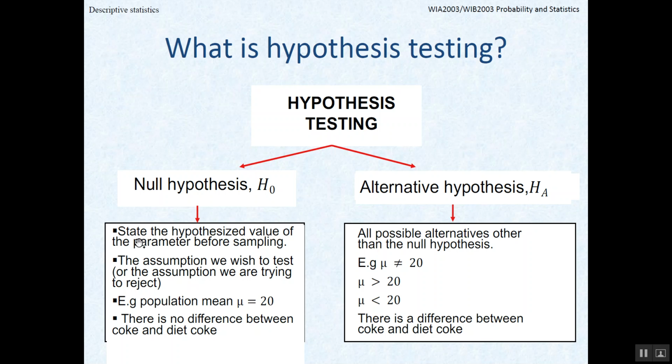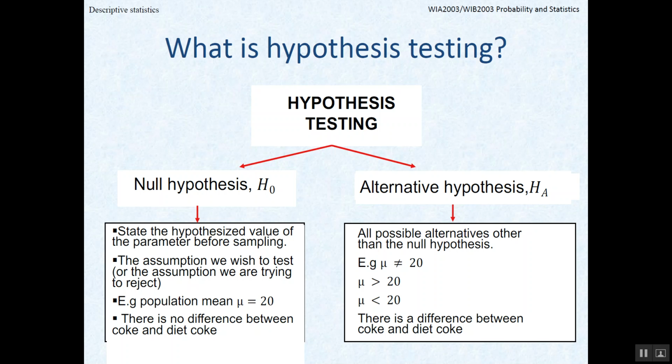For example, under null hypothesis, state the hypothesized value of the parameter before sampling. Okay, before you do the sampling, hypothesize first. Come up with the hypothesis. The assumptions we wish to test, or the assumptions we are trying to reject, right? So, for example, we want to try to reject that the medication is equally good with the other one. That means medicine A is equally good with medicine B. You want to reject that, right?